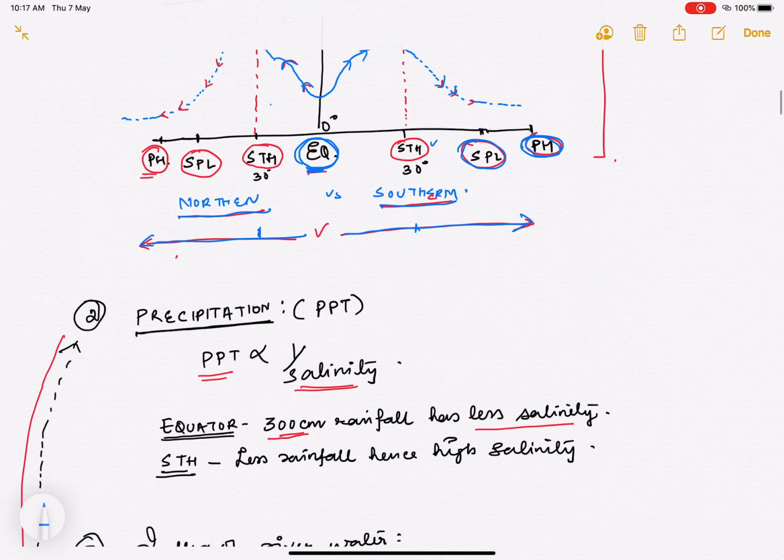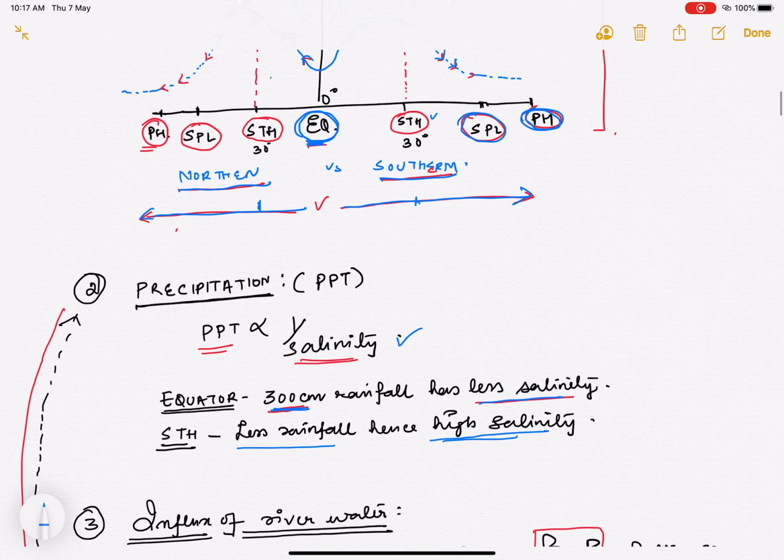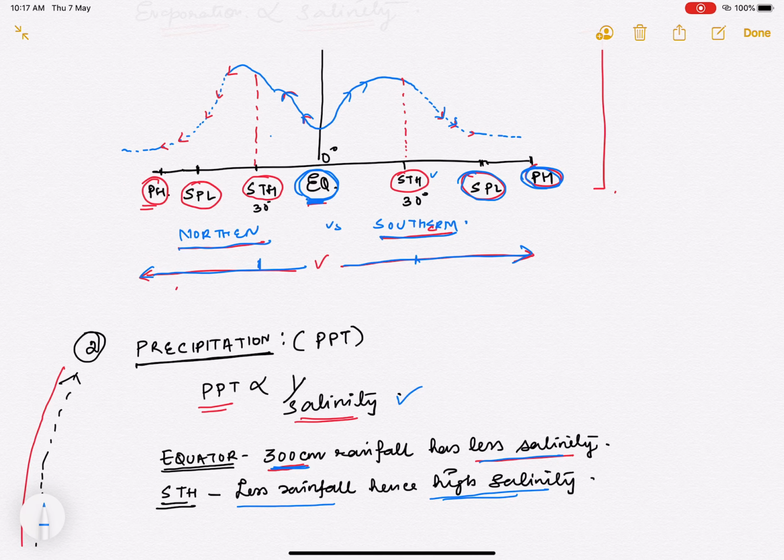Next, precipitation. Precipitation is inversely proportional to salinity. It means greater the precipitation, there would be less salinity. Equator, 300 centimeter of rainfall, hence has less salinity. Subtropical high, less rainfall, hence has high salinity. Over here you can see the equator is a low pressure region, hence more rainfall, therefore the salinity remains low. When compared to the subtropical high, the precipitation is quite low, hence high salinity.